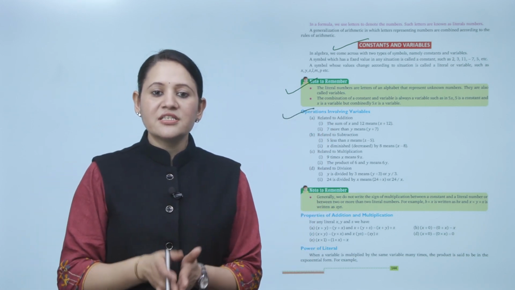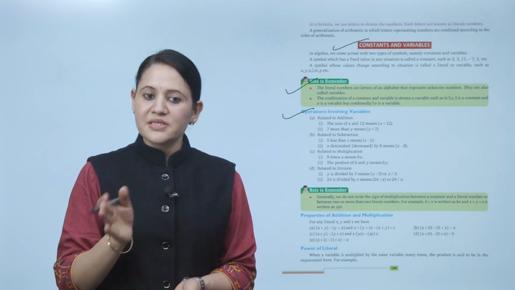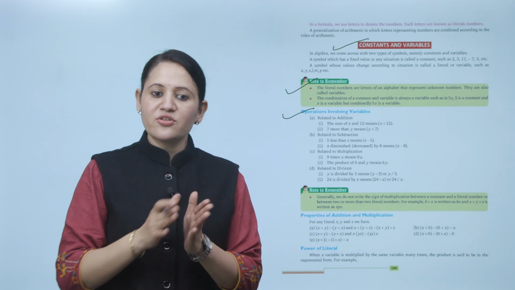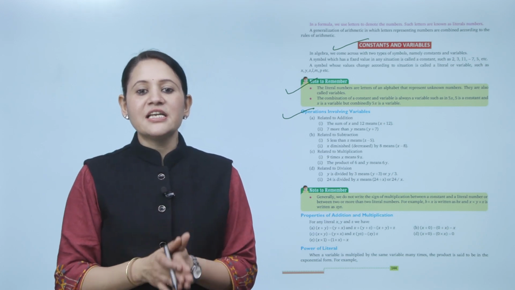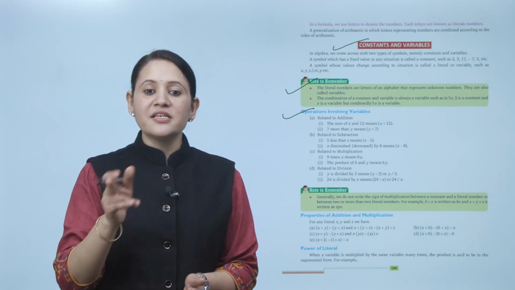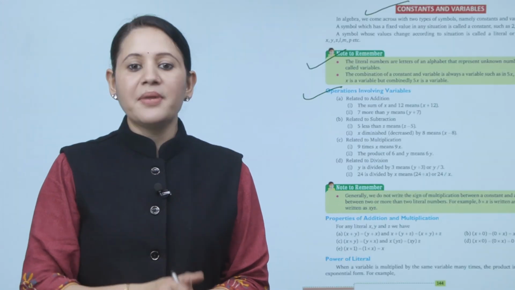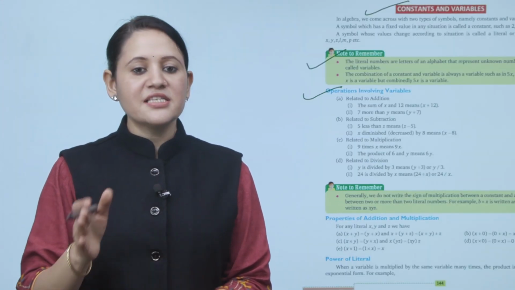Related to addition, the sum of x and 12 means x plus 12. 7 more than y means y plus 7. Related to subtraction, 5 less than z means z minus 5. Clear? x diminished by 8 means x minus 8.